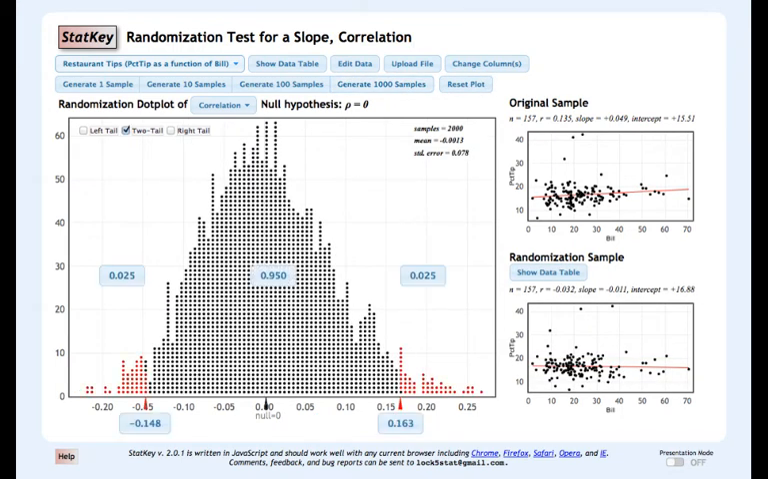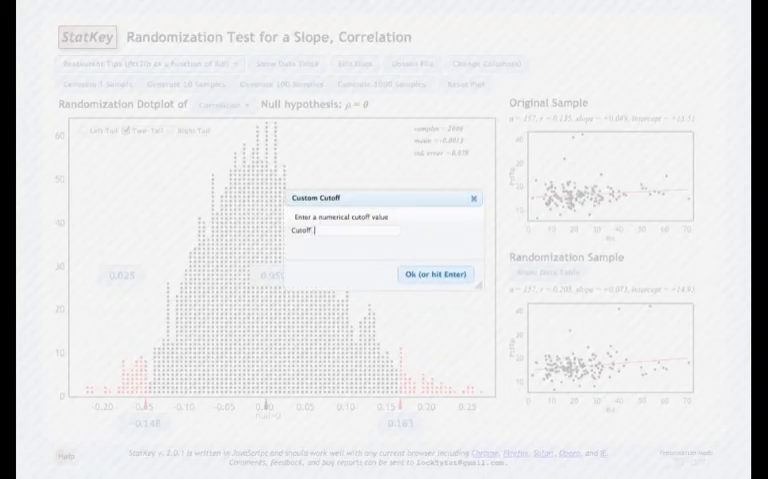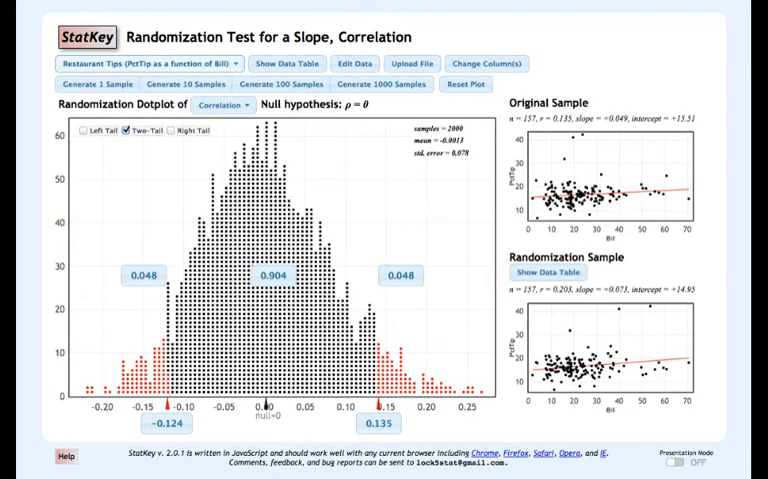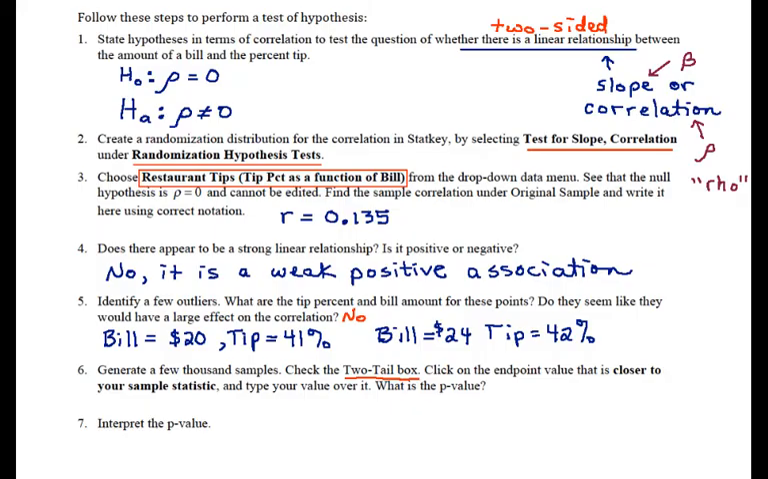Two tails. Very important that I overwrite the 0.163 instead. It's going to then move the 0.163 over to where 0.135 is, and it's going to reflect it onto the other side. So I'll overwrite this with my sample statistic, and we can see that it moved in a little bit, and it gives us two tails, which is what we want. So our p-value is the sum of these two tails, 0.048 and 0.048.